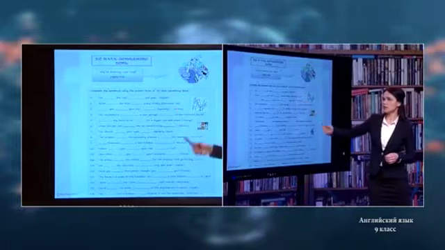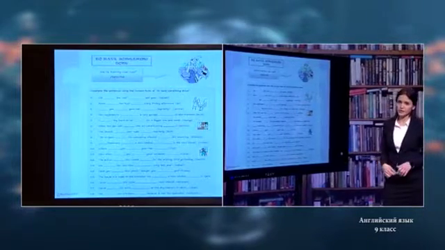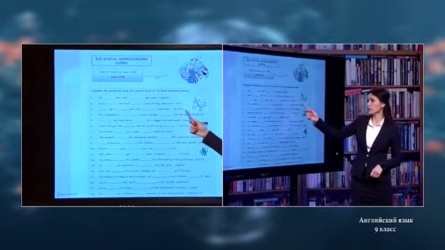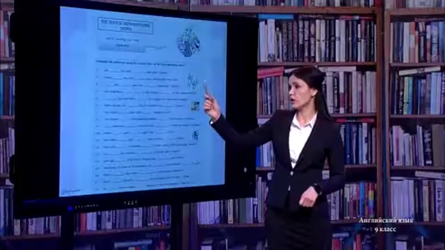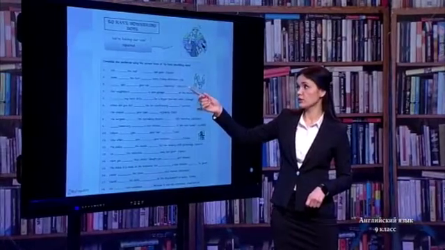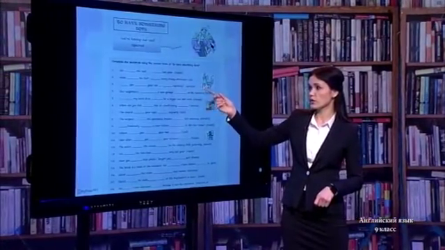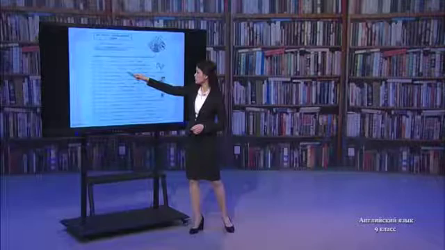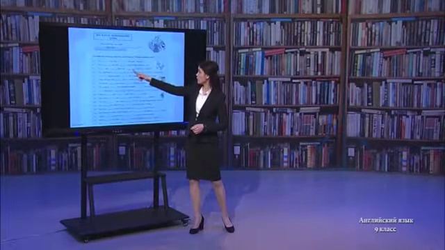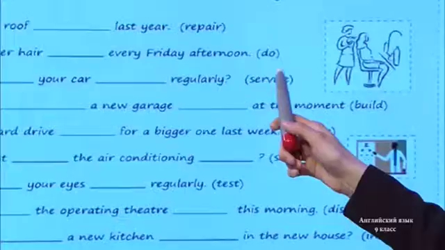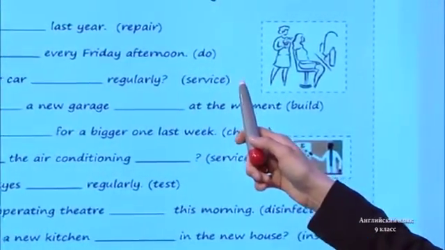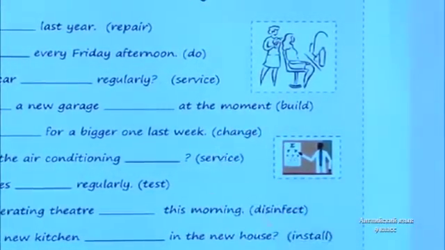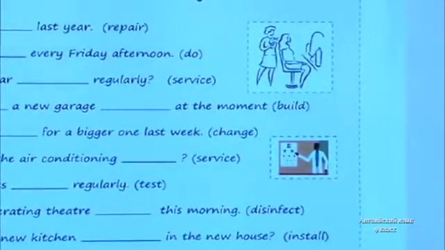So regularly, what does it mean regularly? This is a signal of present simple. So here you use what? See, regularly, service. So what word can you use here? Do you have your car serviced? Service is a verb. So you can use this word as a verb and as a noun.